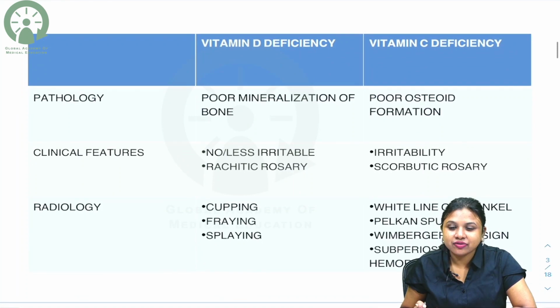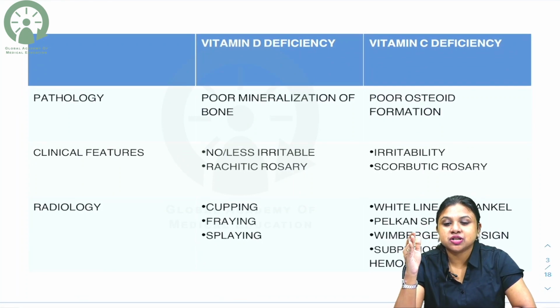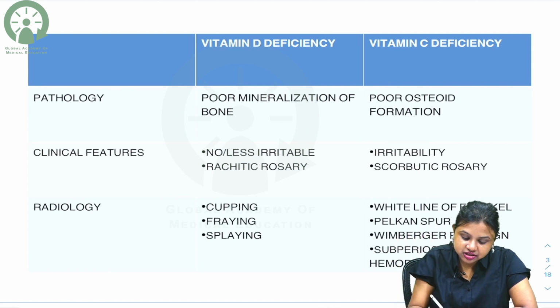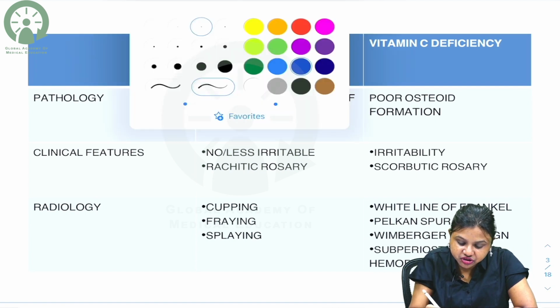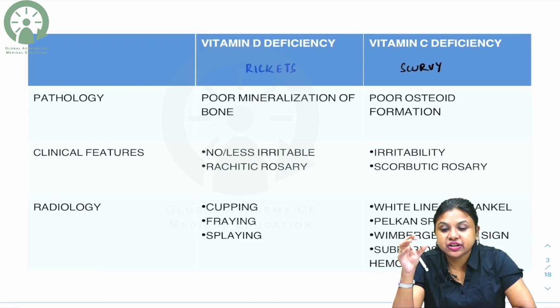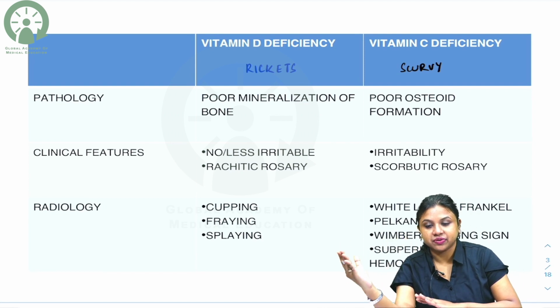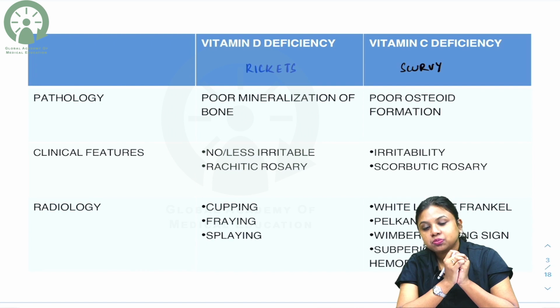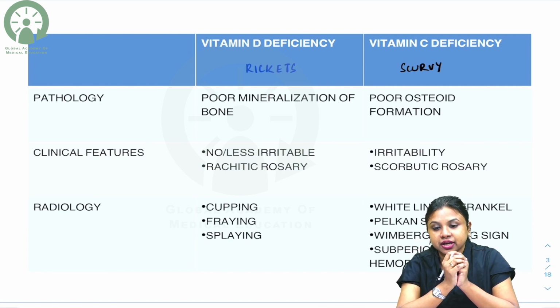So just let us look very briefly, how can we differentiate between vitamin D deficiency and vitamin C deficiency? Vitamin D deficiency is nothing but rickets, whereas vitamin C deficiency is scurvy. In vitamin D deficiency, as I said, there is a defect in the mineralization of the growing long bones. The child is very much irritable in case of scurvy, but in case of rickets, the child is not much irritable. We'll have rachitic rosary in rickets and scorbutic rosary in case of scurvy.